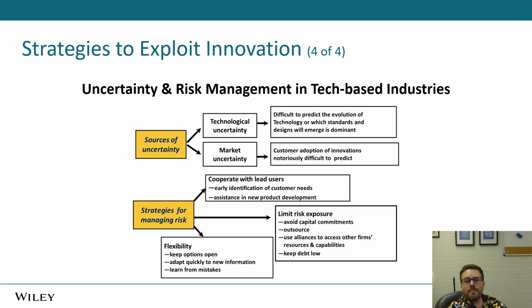Different ways of managing uncertainty. First of all, we think about the types of uncertainty. Is it technological uncertainty, where we just don't know what might be invented or what the dominant design will be? That's very difficult. And you don't want to commit to large production runs until the dominant design has emerged.